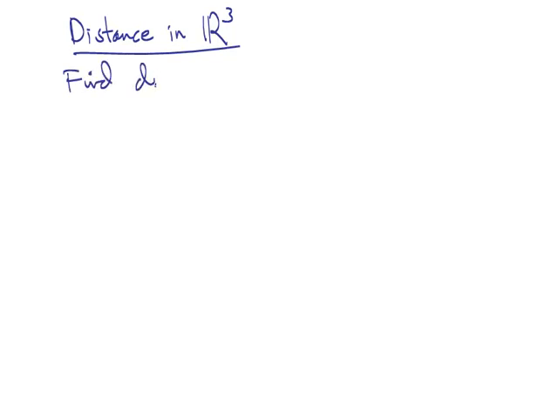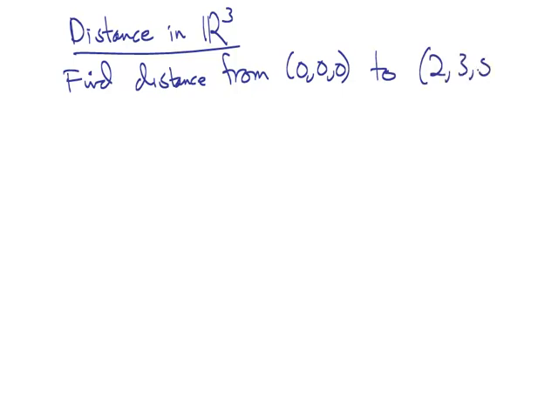Okay, now that we have a little bit of familiarity with this three-dimensional coordinate system R3, let's take a look at the concept of distance inside that coordinate system. And we'll start off with a very simple example, as we are wont to do. We want to find the distance, let's suppose from the origin, of course we're talking about ordered triples now, 0, 0, 0, to, how about that point we looked at earlier, 2, 3, 5.